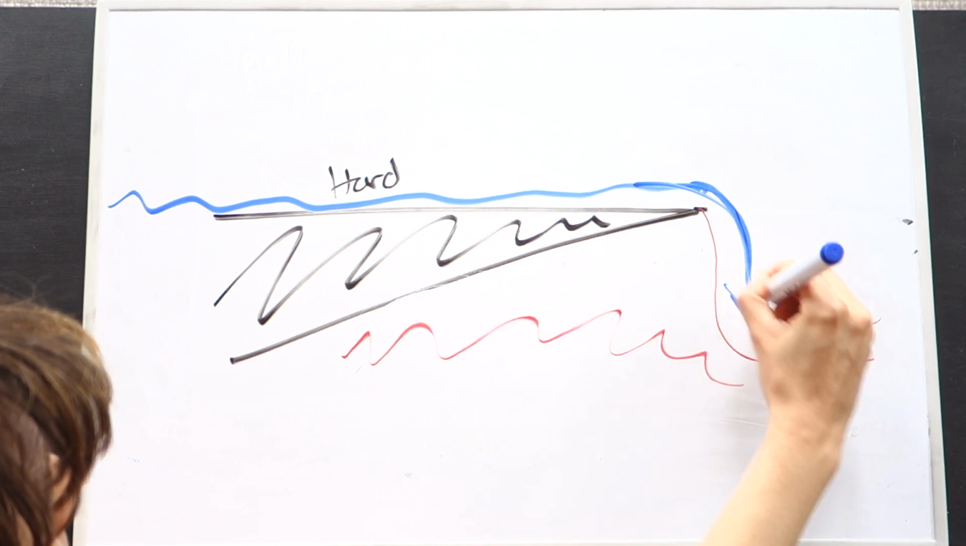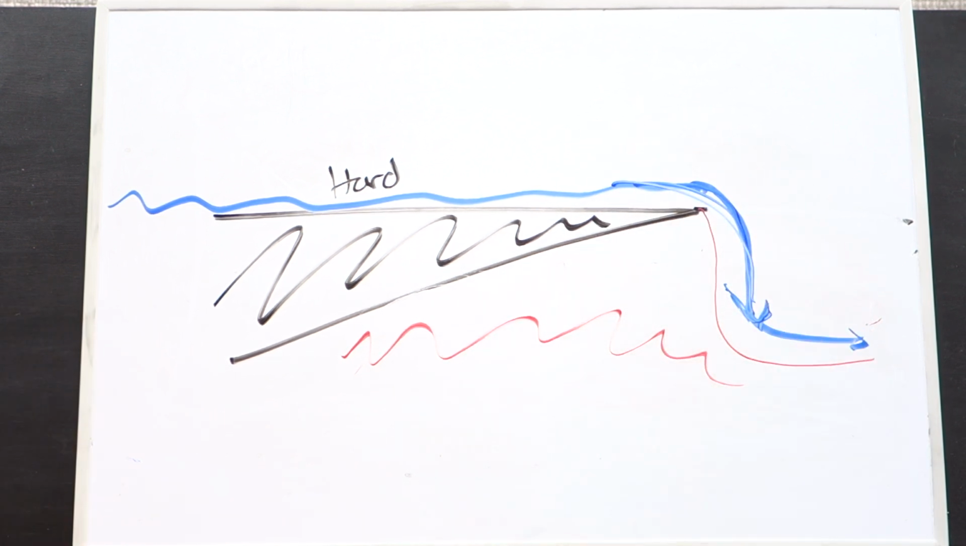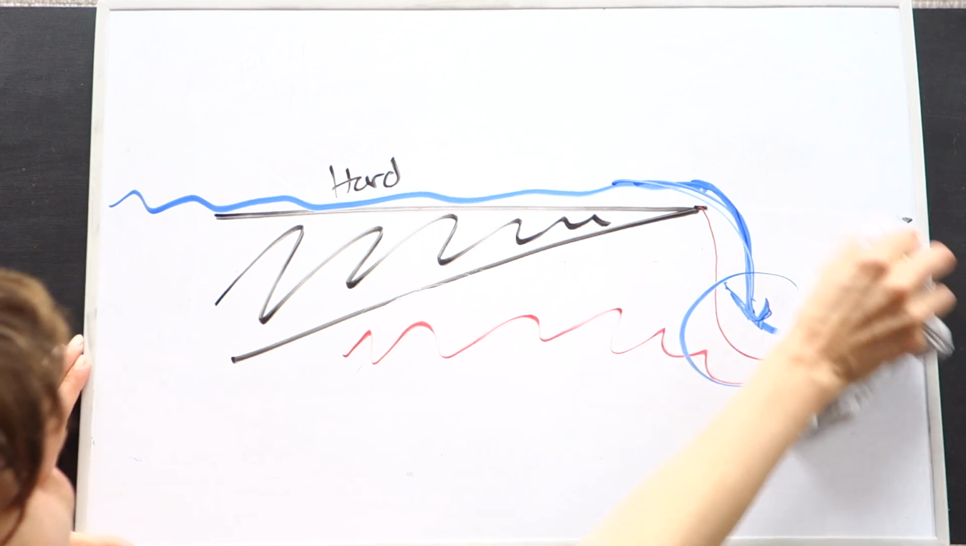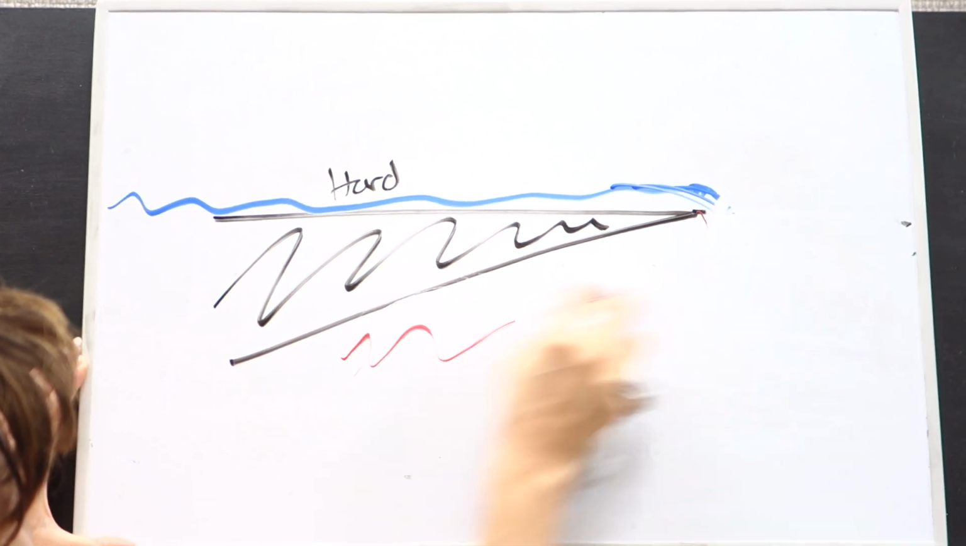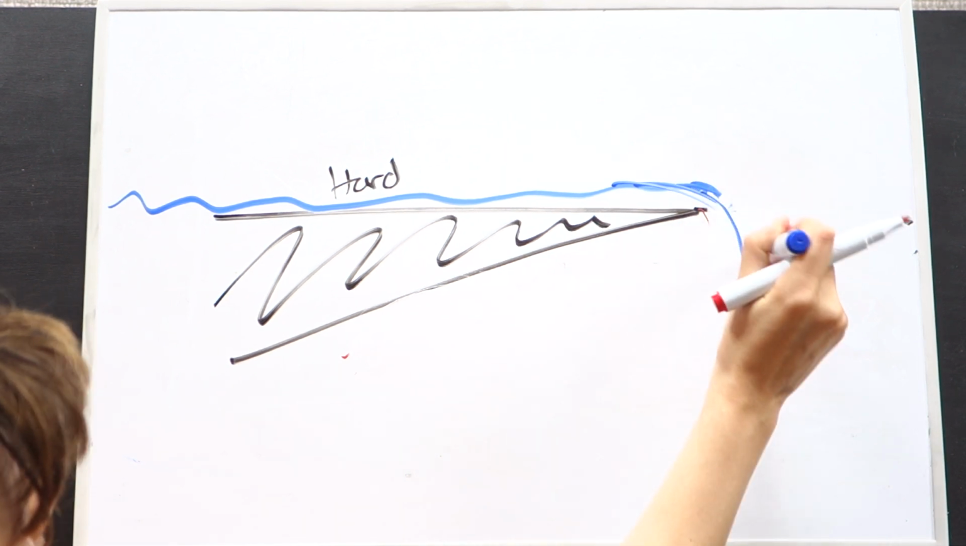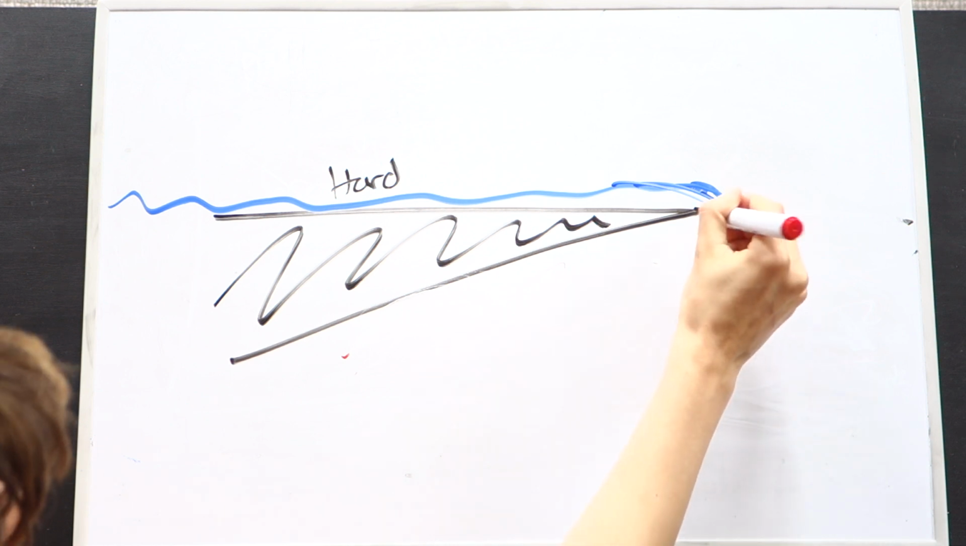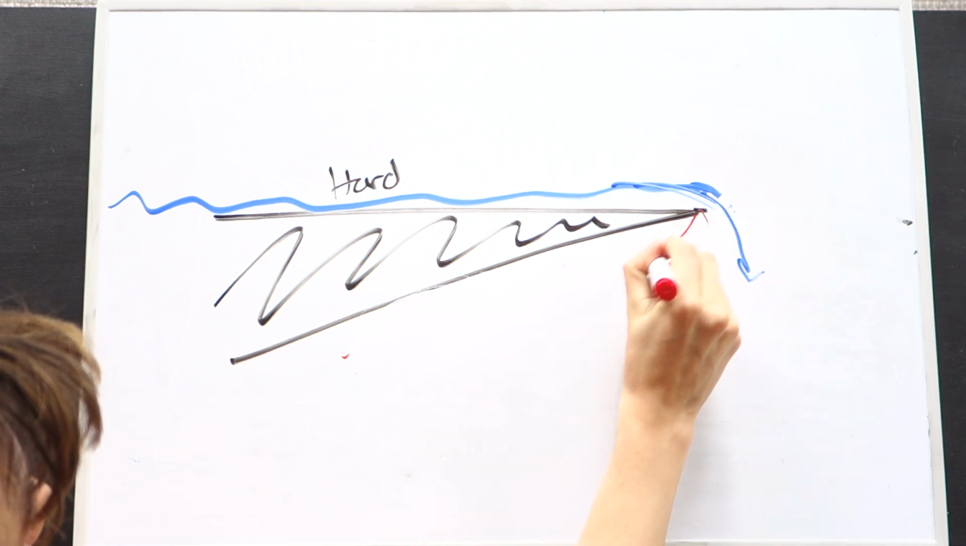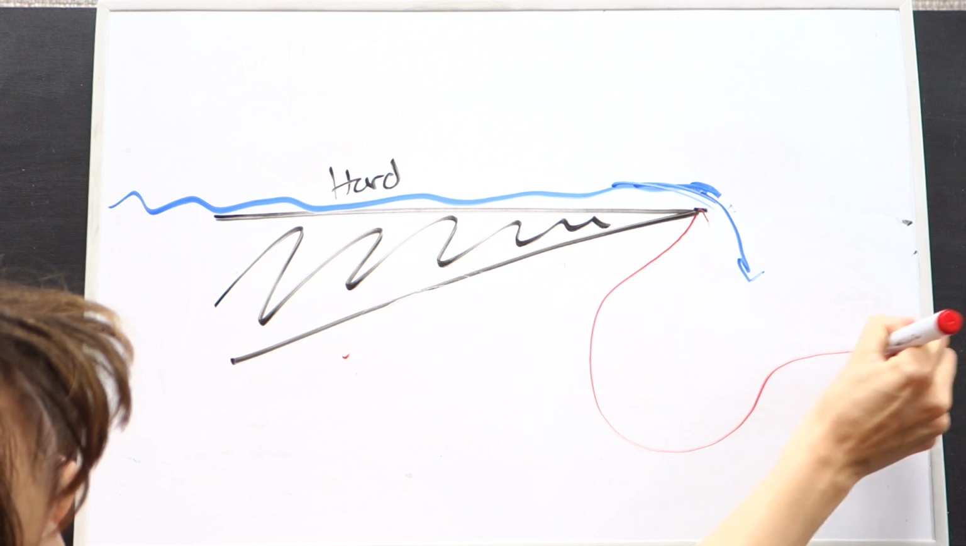As the river is flowing downwards, what's going to form here? Tell your screen what forms at the bottom of a waterfall. Well done if you said plunge pool. Let's draw in a plunge pool. So the water has flowed over the soft rock that's been eroded, and a plunge pool starts to form.